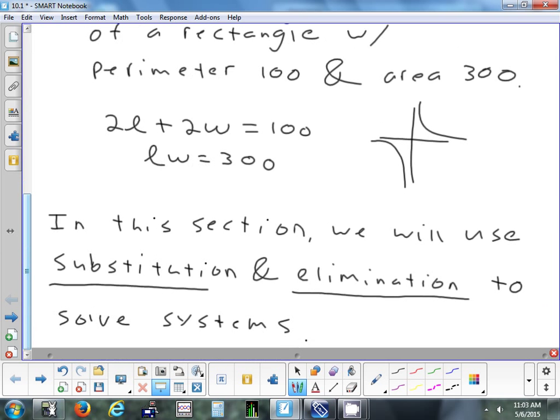Okay, the 2 algebraic methods we're going to use are substitution and elimination. As I put them up on the board, if you already know how to do substitution and elimination, you don't need to write down the directions. It's the same substitution and elimination you learned in Algebra 1. We're just going to go through it real quick, make sure everybody remembers it, and get on to some harder kinds of problems.